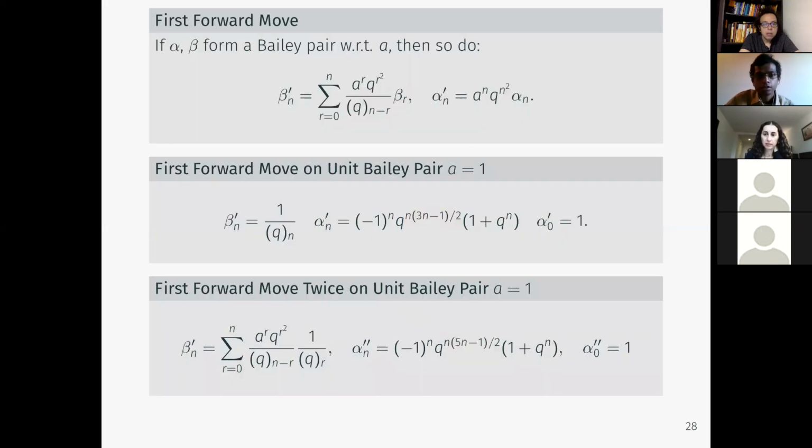Yeah, so I got a new Bailey pair. This should have been a beta double prime, because I have applied the forward move twice to the unit Bailey pair. Now let's write down the equation that actually asserts that this is a Bailey pair with the base 1. So that's the equation. Okay, so let's plug in what we have.